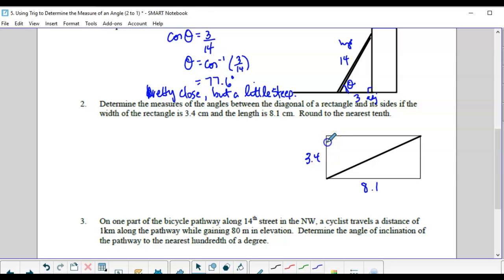Okay, well, if it's a rectangle, these are all 90 degrees, right? So we just need to find this, and then we can subtract from 90 to find this one. I'll call it beta. Alpha, beta, and theta are common letters to use for angles. They're Greek symbols. So here, this would be 3.4 as well, because it's a rectangle. So that would be, compared to theta, that's opposite, and this is adjacent. So we would use tan. So tan of theta is 3.4 over 8.1. So theta equals tan inverse 3.4 over 8.1.